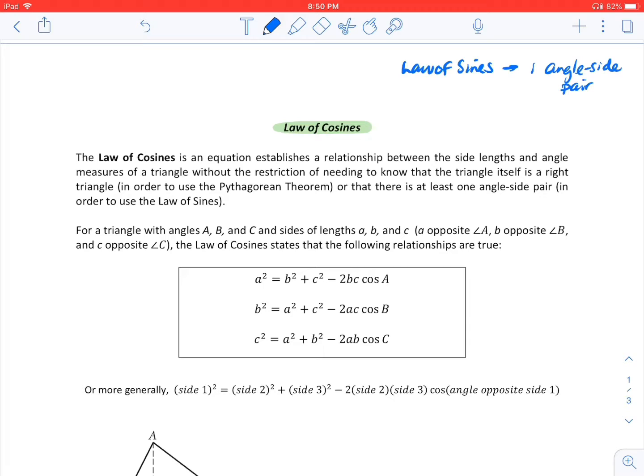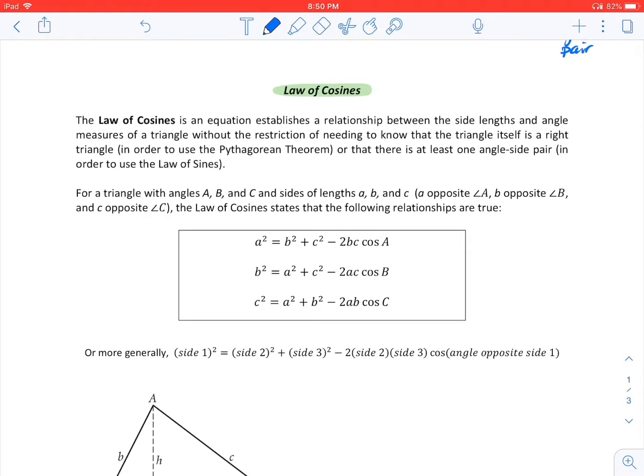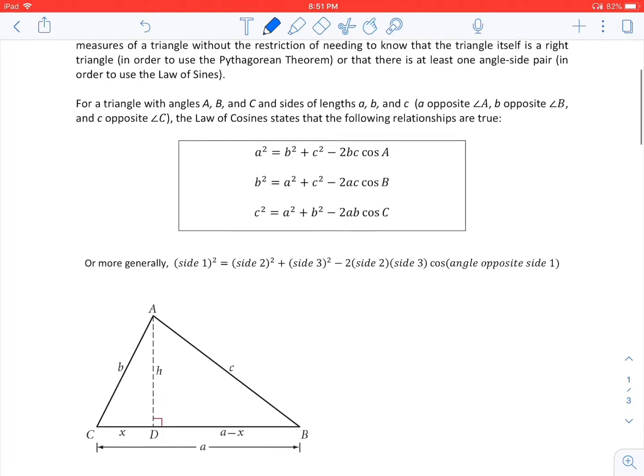But it's not the reverse. You couldn't use the law of sines for every problem you would use the law of cosines for, because the law of cosines does not have that restriction of needing an angle-side pair. The law of cosines is an equation that establishes the relationship between the side lengths and the angle measures of a triangle. In order to utilize it, we have to be given at least three pieces of information, whether that's two sides and one angle, or three sides, or two angles and a side, and of course, one of them being a side measure.